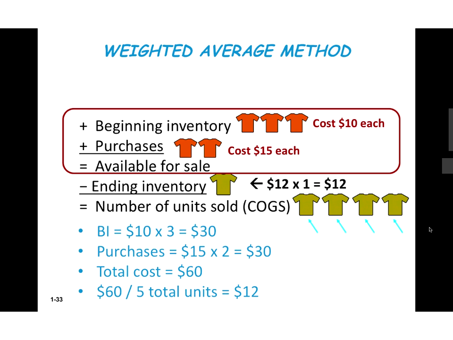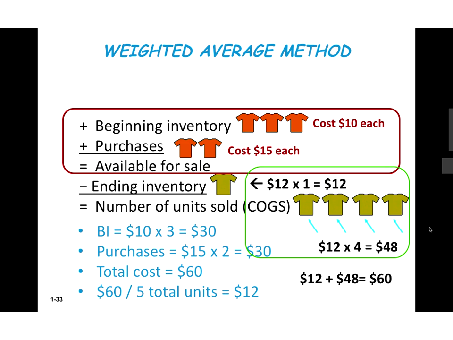And then we had 4 units sold. 4 units times the $12 is 48. So what we end up with here is the 12 plus the 48 is 60, which equals our total cost of goods available for sale. So weighted average, you get the weighted average cost, and then you multiply that by the number of units in ending inventory and by the number of units sold, and that's how you allocate that between.